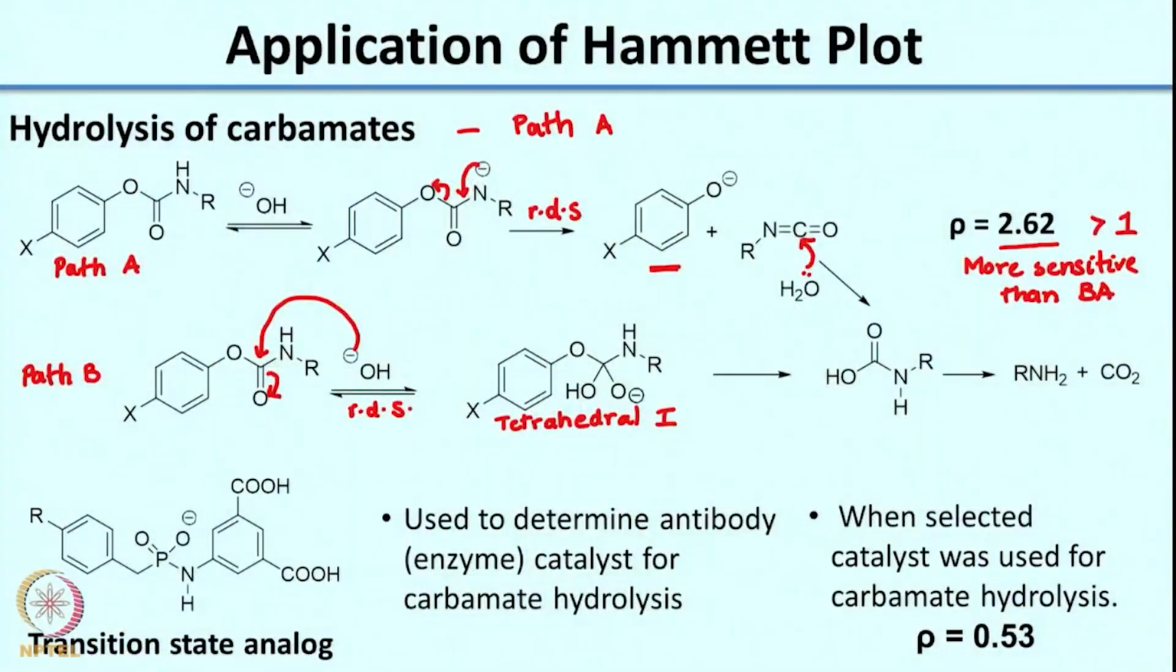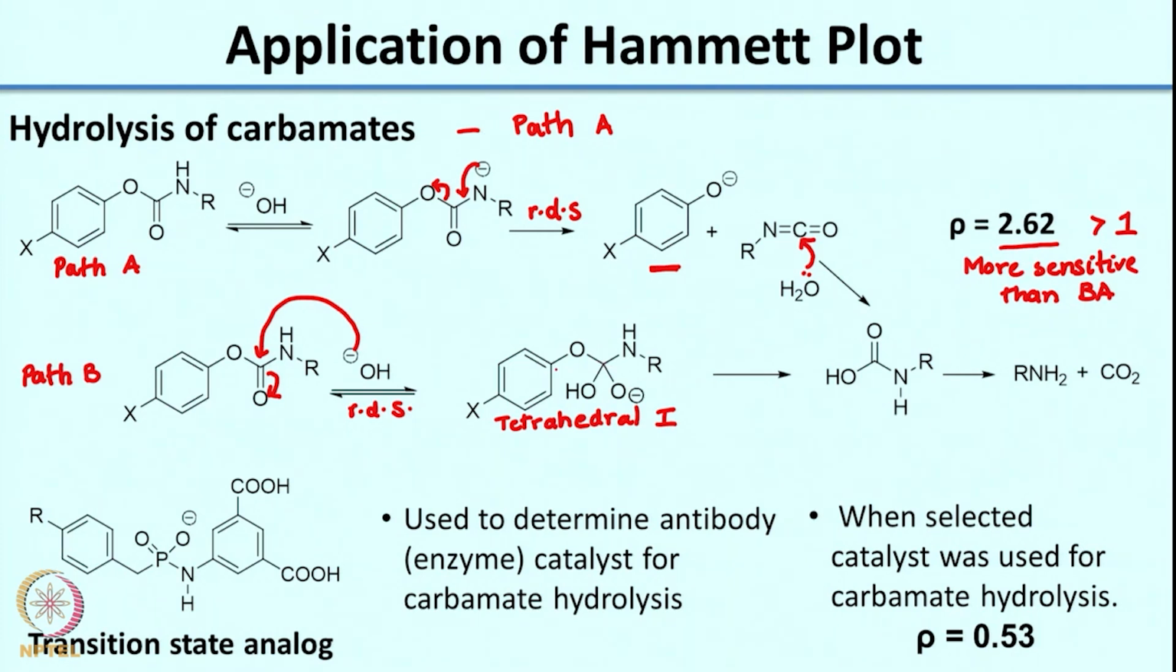Can you again look at the structure of tetrahedral intermediate I and try to reason why this is the case? You can pause your video and think about it. So, now in the case of the tetrahedral intermediate, the negative charge is quite far away from the aromatic ring.